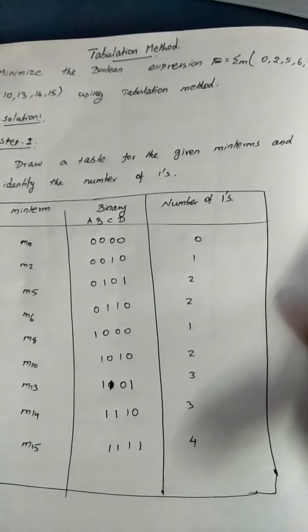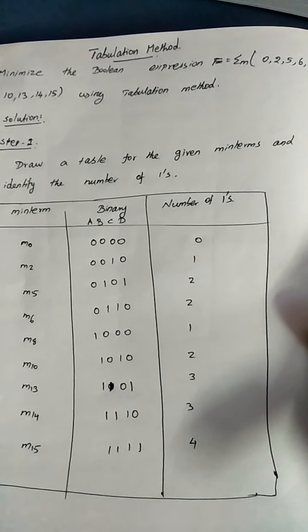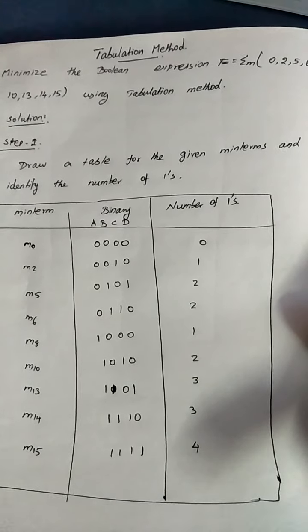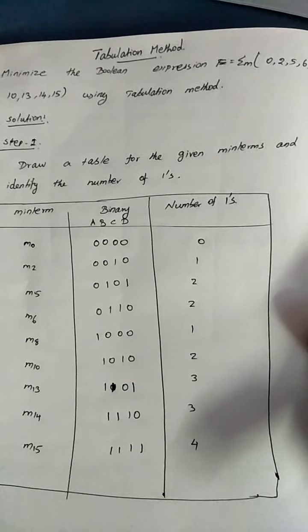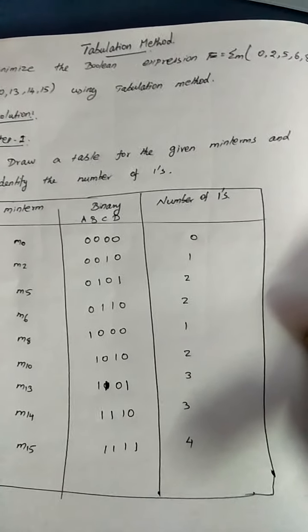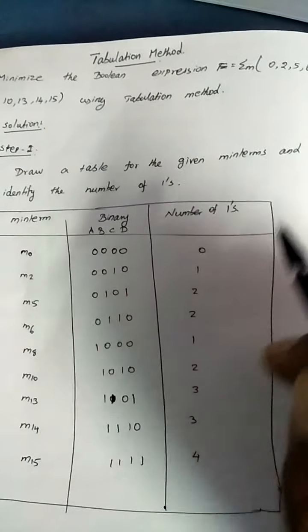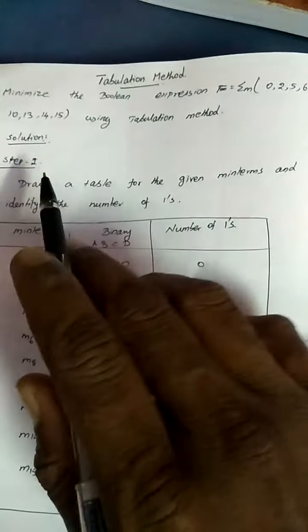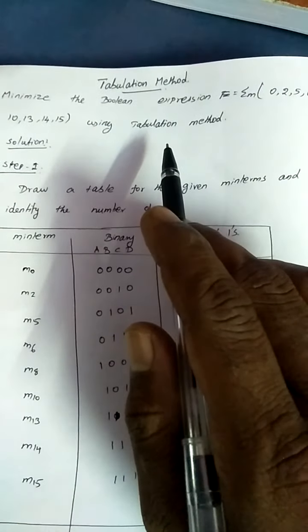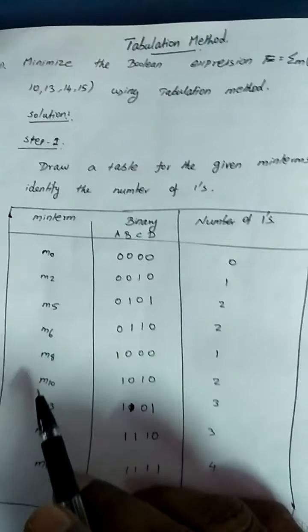Good morning, friends. Today we are going to discuss the tabulation method in digital electronics. So here we are going to solve one problem: minimize the Boolean expression. A switching function is given. We have to solve this problem using the tabulation method.